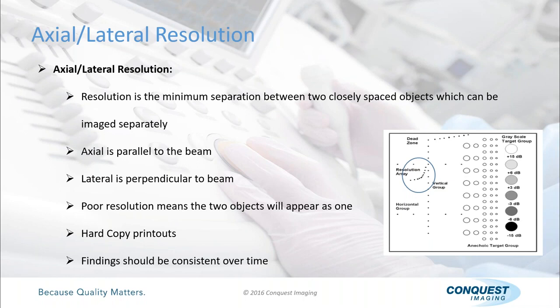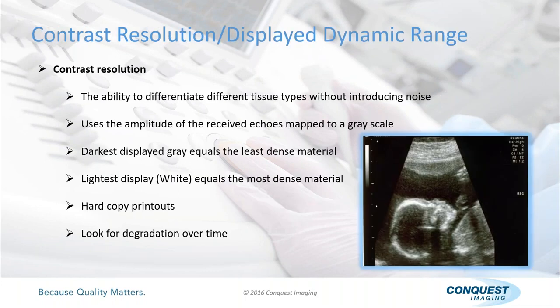Again, consistent over time. Contrast resolution, again, they call it grayscale. Everybody understand why they call 2D or two-dimensional imaging grayscale? They take the density of the object and map it to the grayscale.